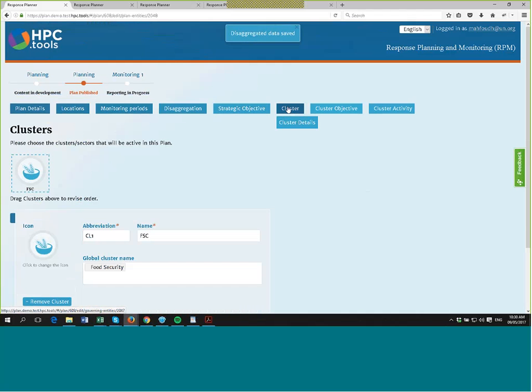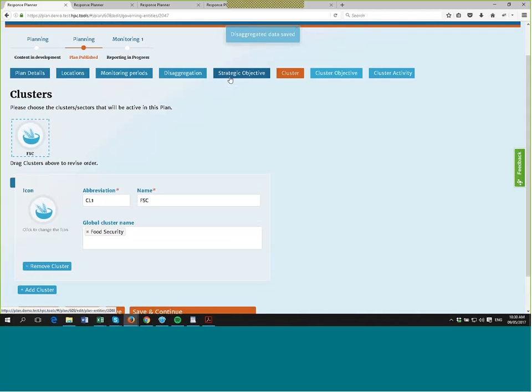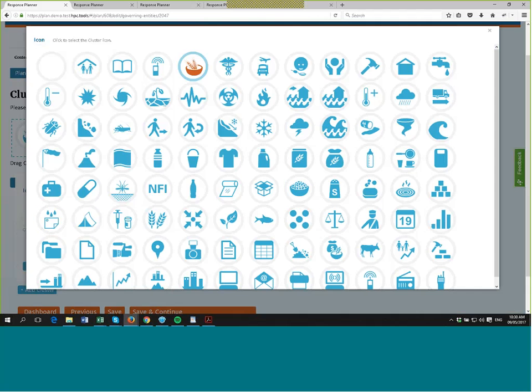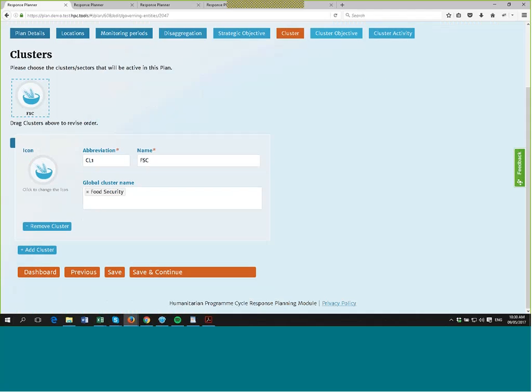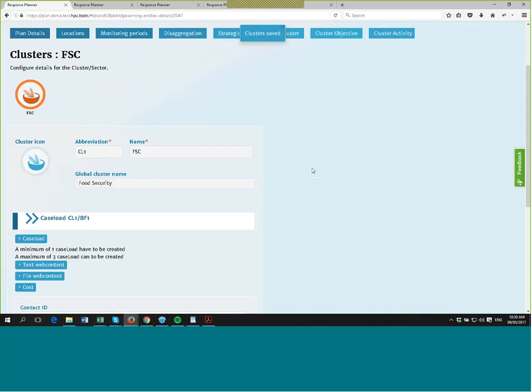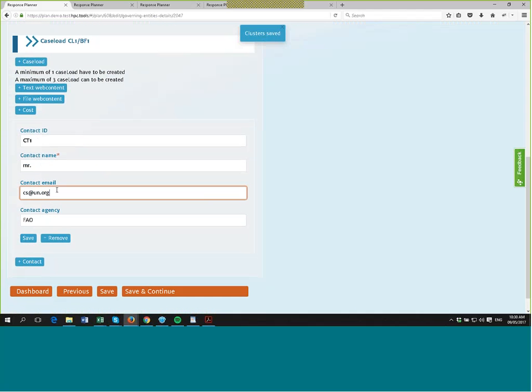And then you can also go to the next step of setting up your clusters. So preparing, for example, for strategic objectives, setting up the disaggregation models, the monitoring periods. This is the work of the OCHA IMO. And then also setting up the clusters. So we know the clusters that are there. You just pick the icon for the specific cluster. You create it. You add, after this one, you add the contact of the cluster coordinator, for example.